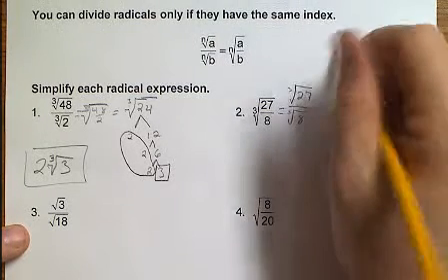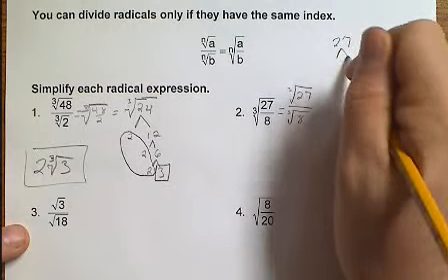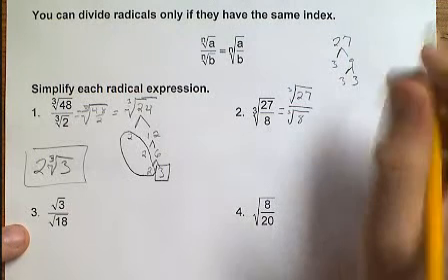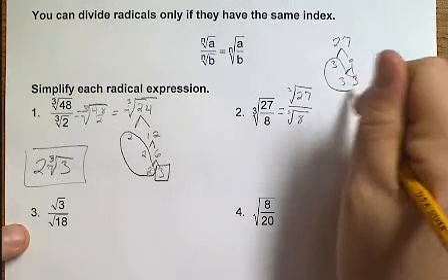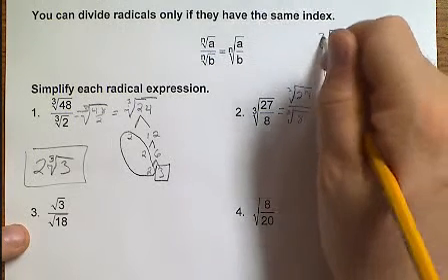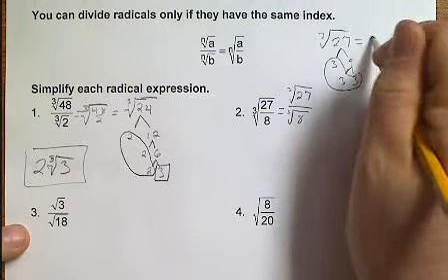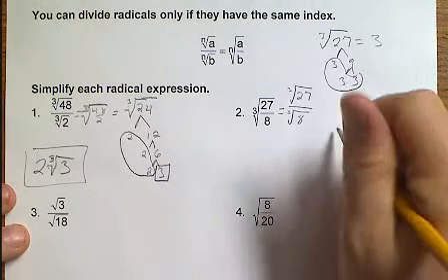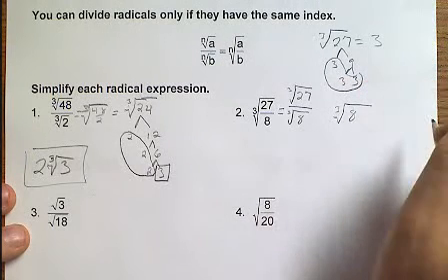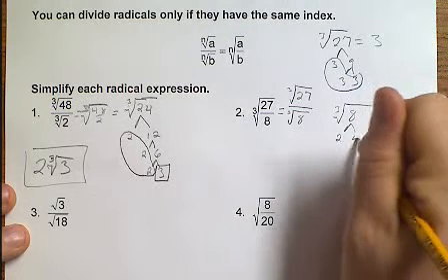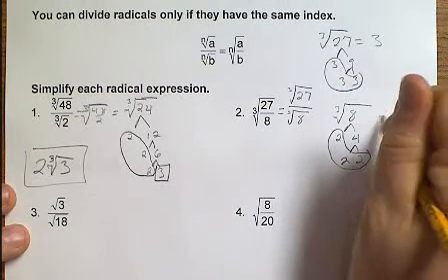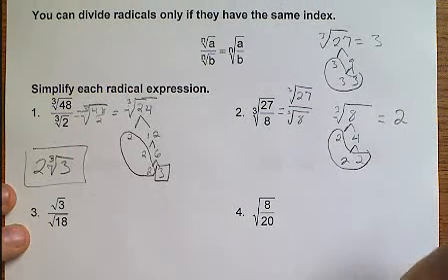So if I look at 27, 27 is 3 times 9, which is 3 times 3. Got a group of 3's. And so the cube root of 27 happens to equal 3. Now if I do the cube root of 8, this is 2 and 4, which is 2 and 2. Got a group of 2's, so that equals 2.